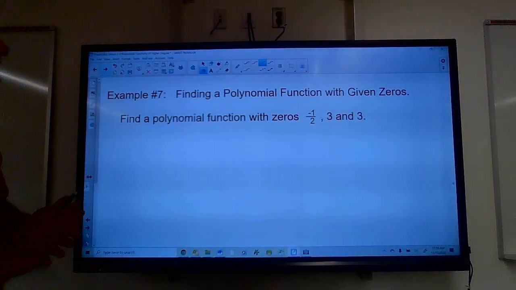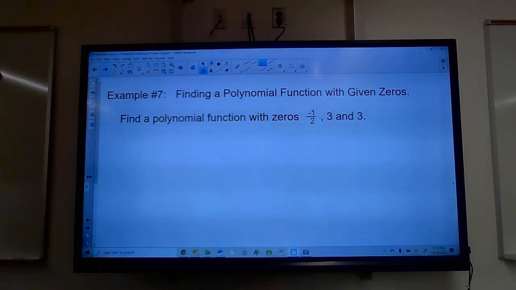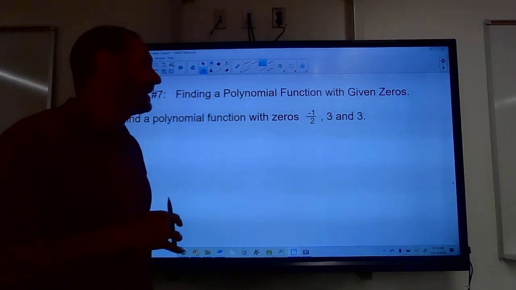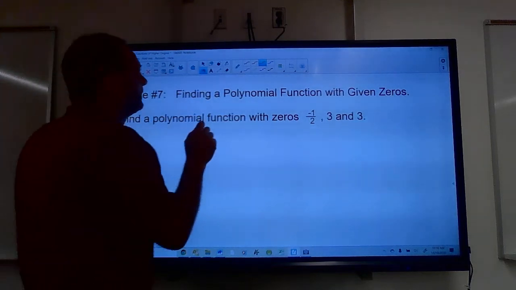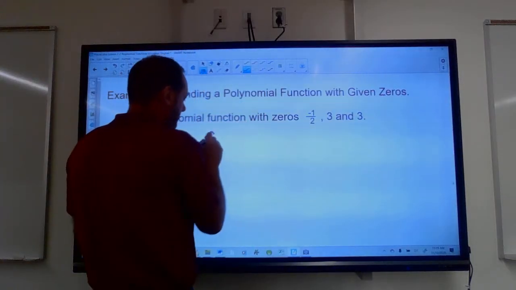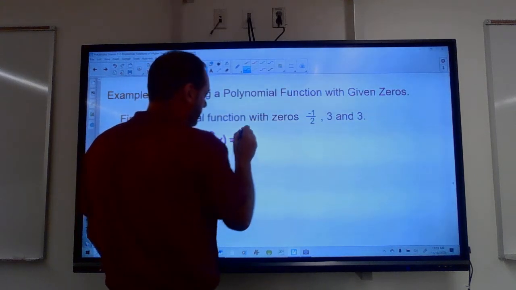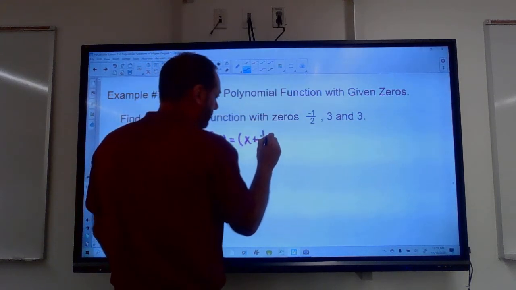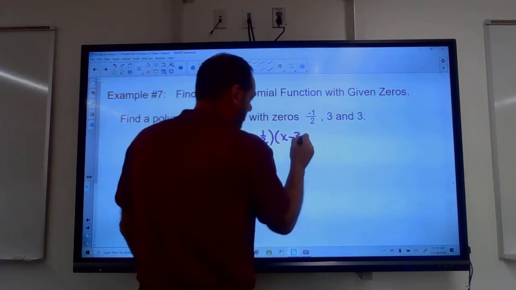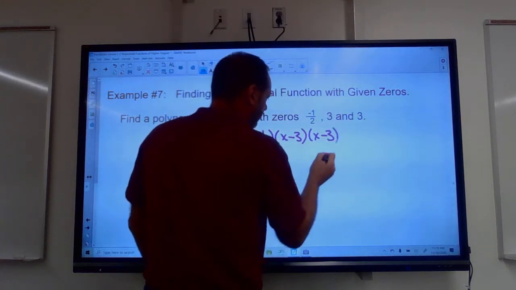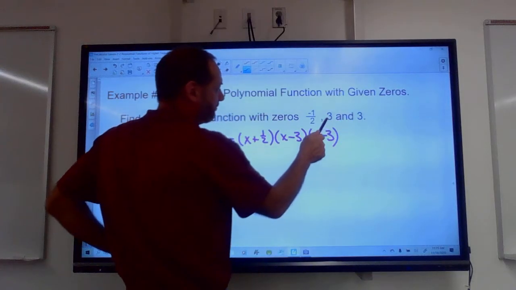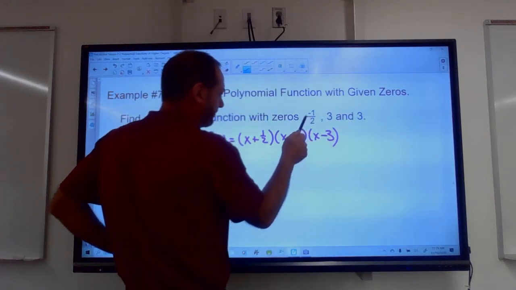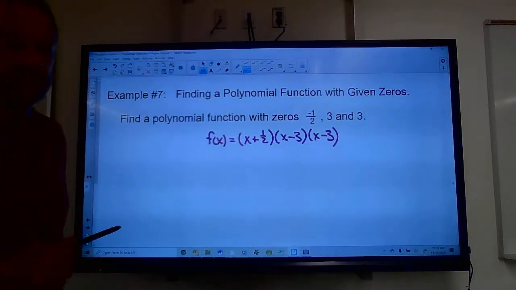All right, finding a polynomial function with given zeros. So now they're telling you, hey, this polynomial has 3 zeros, and one of them is -1/2, and one of them is 3, and the third one is 3. Okay, what does that mean? Well, that means simply this, that f of x is equal to x plus 1/2, x minus 3, x minus 3. So the first thing I do is I change these into factors. Now you'll notice both of these were positive, both of these are negative, this one was negative, it's positive. It's always the opposite sign.